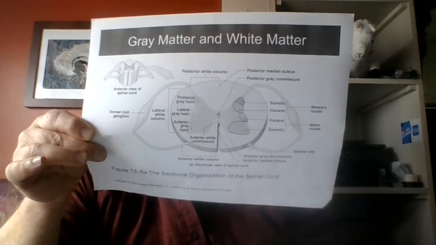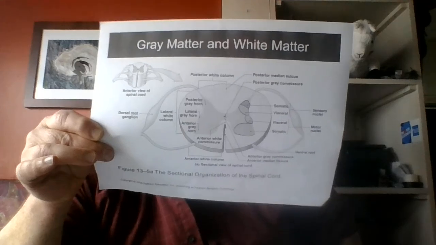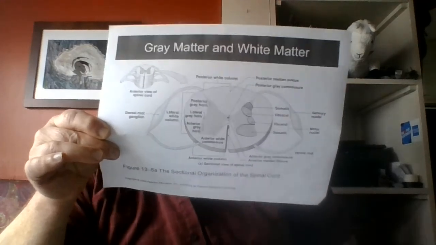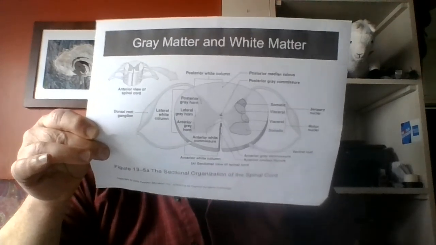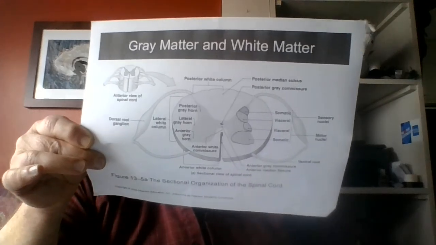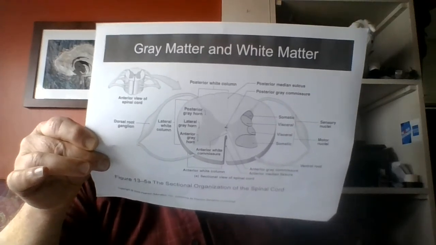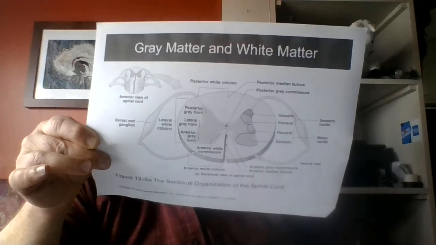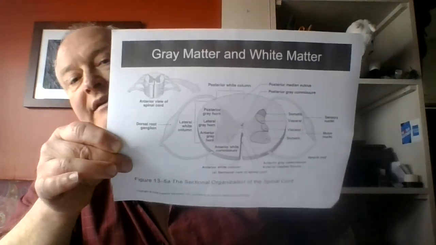So, and then same thing with visceral. Visceral means like gut. So visceral information coming in, sensory, will then go out through the efferent motor neurons. All right. So far so good.